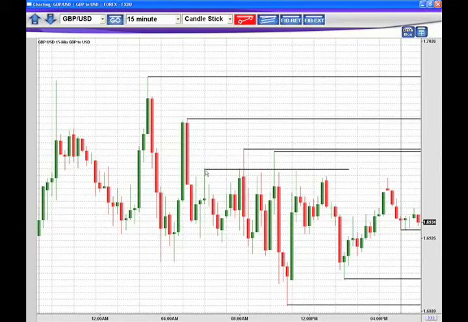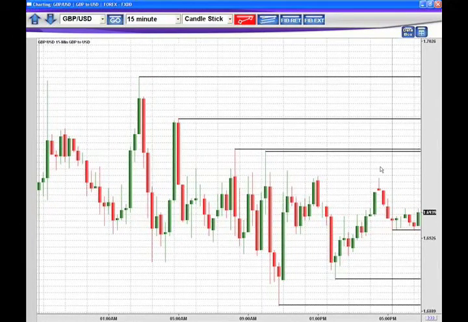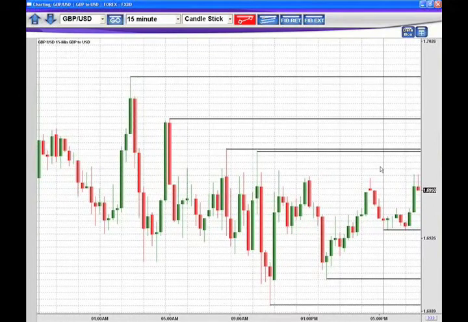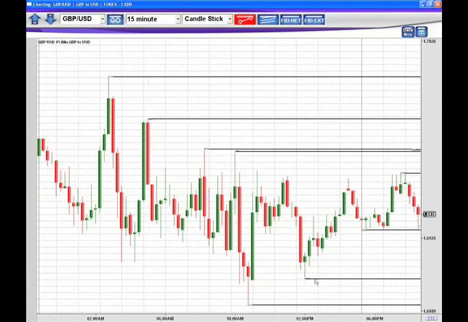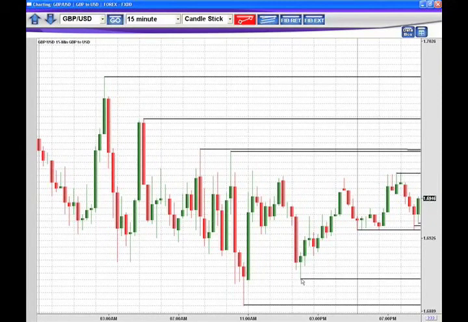So here we are. This one was tested with this move here. Bam, bam. So you no longer need it. So you can just delete it. Once one's tested, you don't really need it so much. So there we go. This one held. If this one breaks, then you're probably going to want to go short because it's probably going to come down to this one.